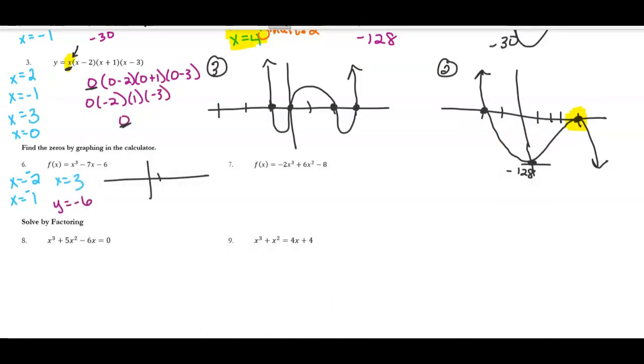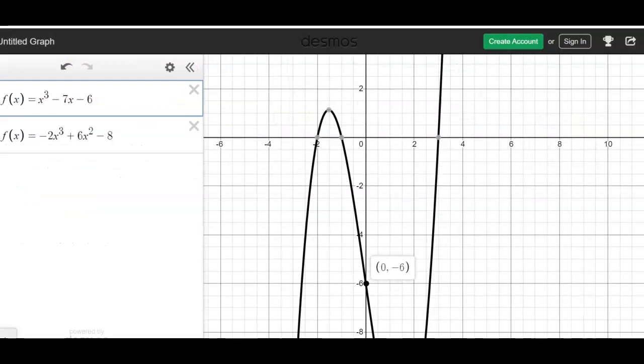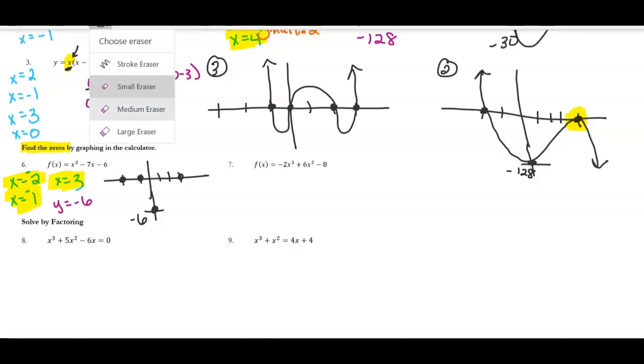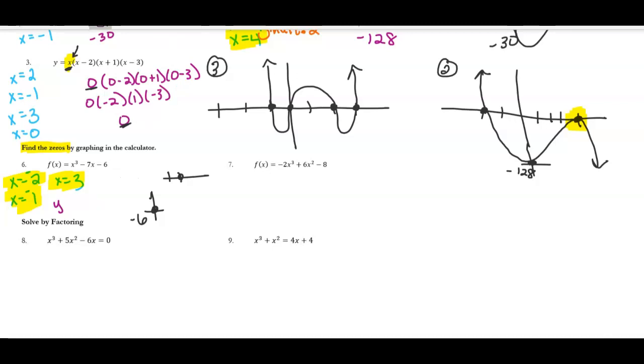Okay, so crosses at 3, -1, -2, all the way down here at -6. And then let's do the shape. And actually, we don't even need to do the shape. Look at what it says. It just says find the zeros. I was doing too much. So these are your answers. There we go. Don't need the other stuff. See if I can erase it. Medium eraser. Ooh, yeah, look at that. So we just had to find the zeros. Okay, so let's look at the next one.